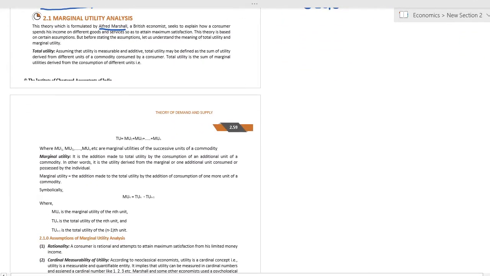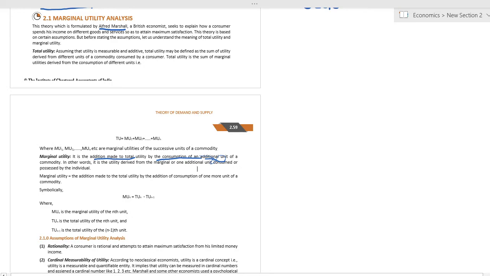So here they have given total utility. Assuming that utility is measurable and additive, total utility is defined as a sum of utility derived from different units of a commodity consumed by a consumer. So we have seen utilities of different units. Total utility is equal to marginal utility of first, plus marginal utility of second, and so on, plus marginal utility of n. What is marginal utility? Addition made to the total utility by the consumption of an additional unit. In our example, the additional unit was a chocolate.